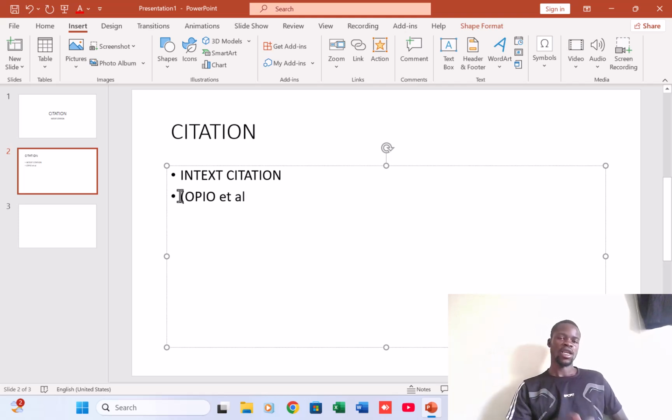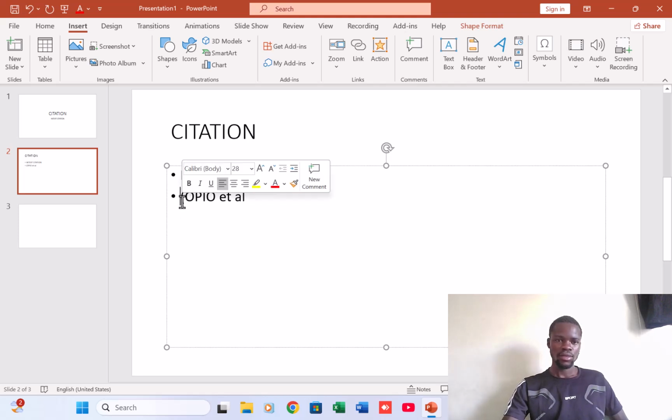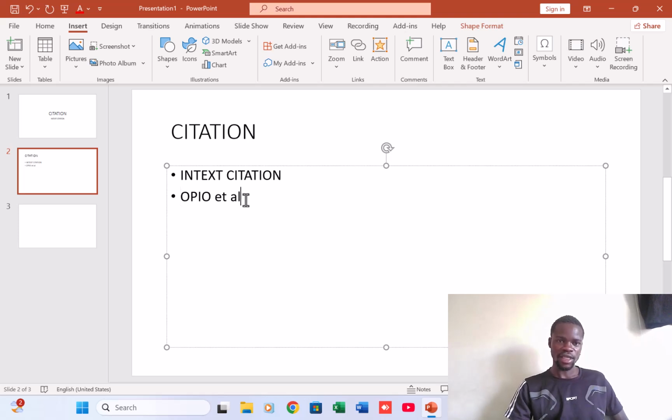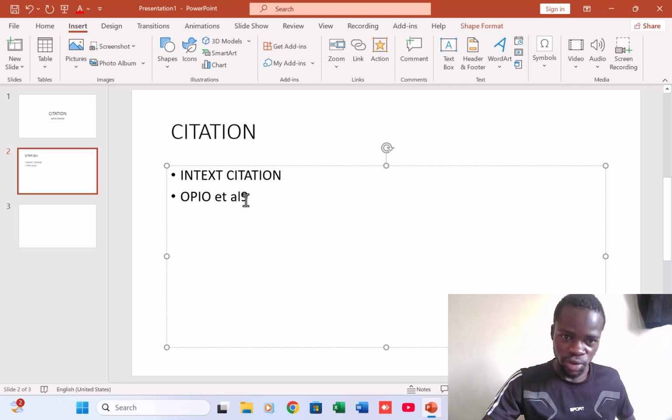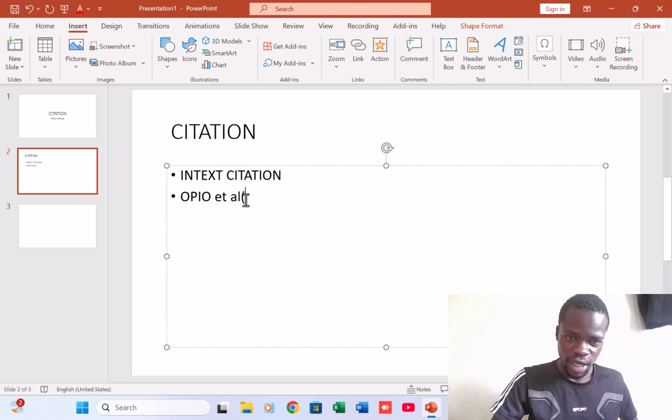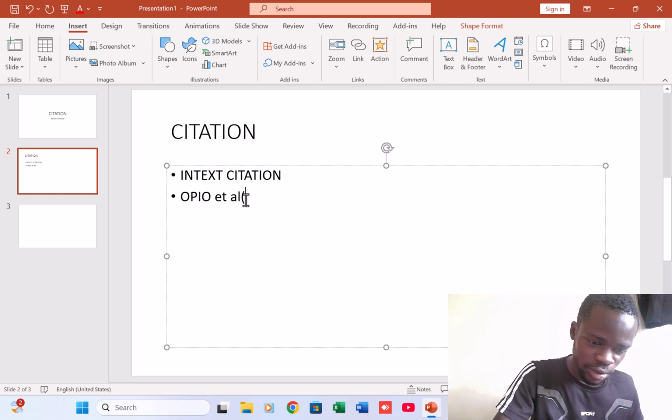That's for the end of the sentence. But at the beginning or in the middle, you say Opio et al., then in brackets you put the year of publication.